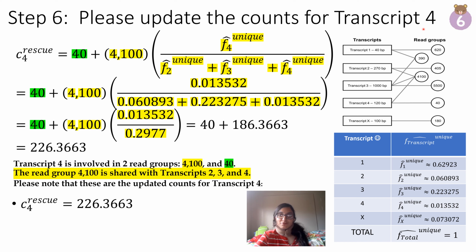And then for transcript 4, you do the same thing. It's a little bit simpler now when you think about it, but we have this 4100, and you see this value over here that is being shared. It's sharing this 4100 value here, and this 40 is unique. And then we can just do the same thing again. We have these 2 read groups, 4100 and 40, and read group 4100 is shared with transcripts 2, 3, and 4, and then these would be the updated counts for transcript 4.